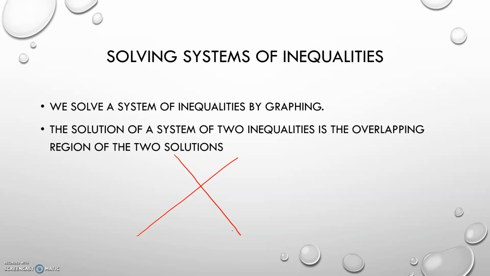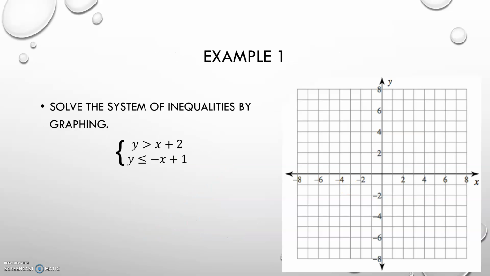So if I have two lines that intersect like this, the solution is going to be something like this, where it's just a region. And what that means is anything that is in that shaded region is a solution. Any point in there is a solution. So let's look at a few problems.